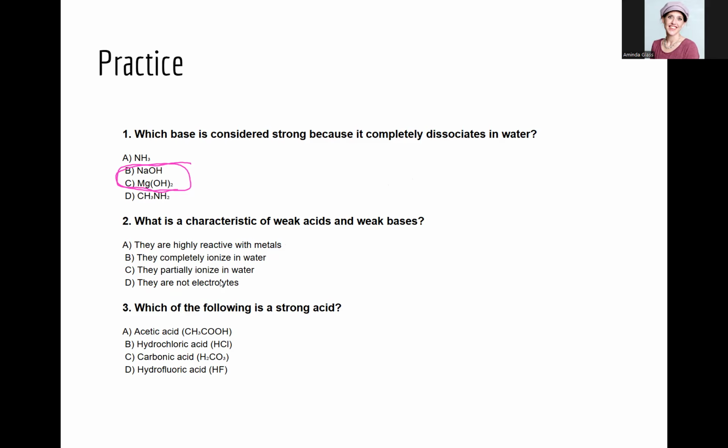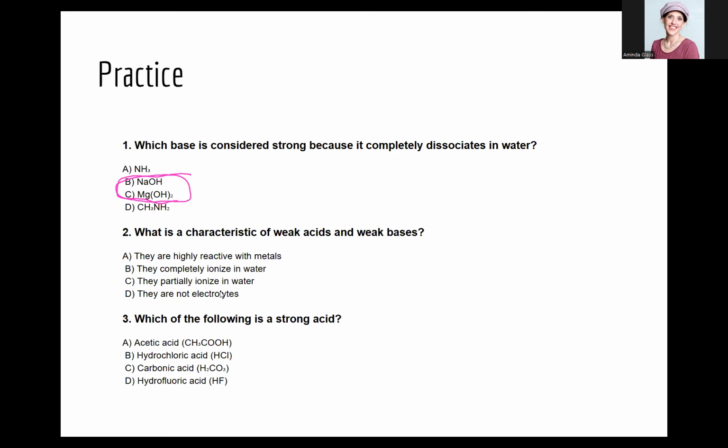So let's look at this. We know acids and bases, whether they're weak or strong, will ionize in water. And if they ionize, they're going to conduct electricity. So it's not this. They aren't highly reactive with metals.